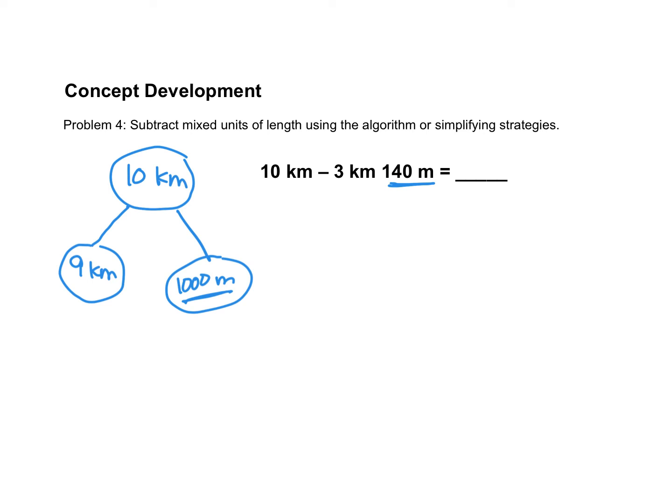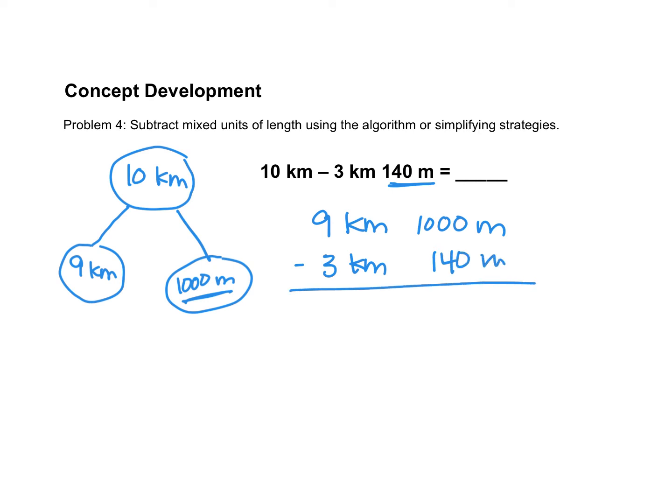So I'm going to set my problem up that way and do it again. I'm going to start here. Instead of 10 kilometers, I'm going to have 9 kilometers, 1,000 meters. And I'm going to subtract the 3 kilometers, 140 meters.